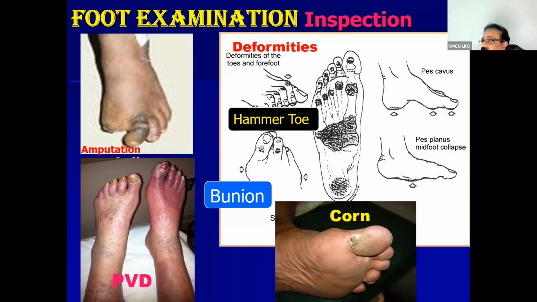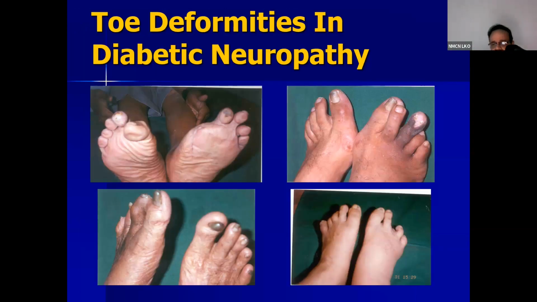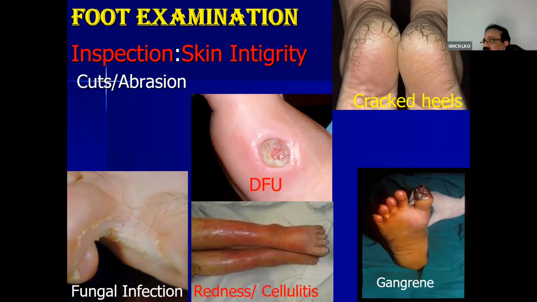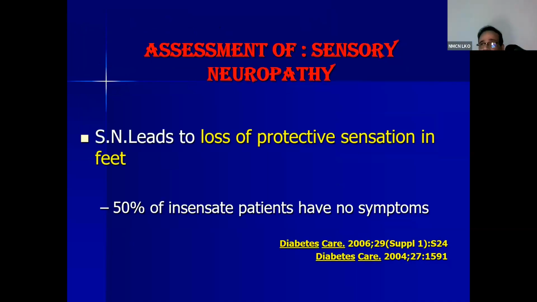Now, if there is an amputation, it is really evident. Other deformities like hammer toe, pes cavus, pes planus or flat foot, then bunion, corn, etc., or peripheral vascular disease, gangrene, etc., will be easily visible. Then, of course, different toe deformities can be noted down. And skin integrity should be seen in the form of presence of any cut or any ulcer, cracked heels, redness which may signify cellulitis or fungal infection between the interdigital area, and the gangrene of those. Then the sensory neuropathy leads to loss of protective sensation.